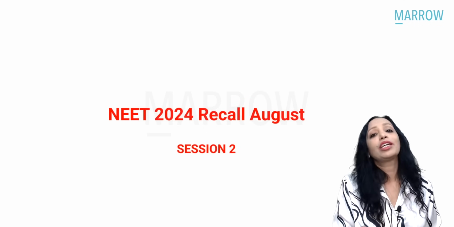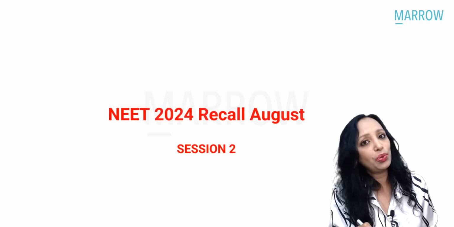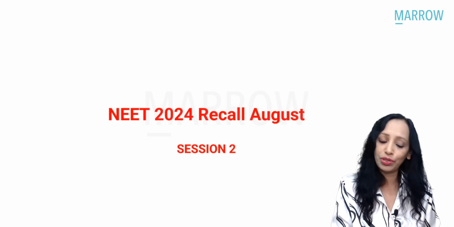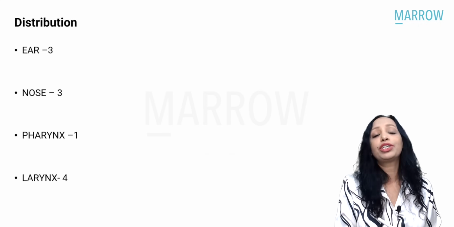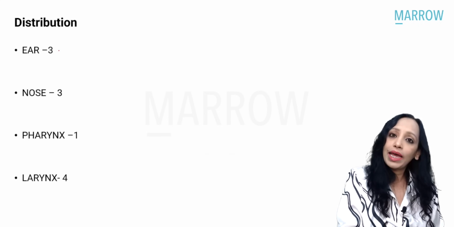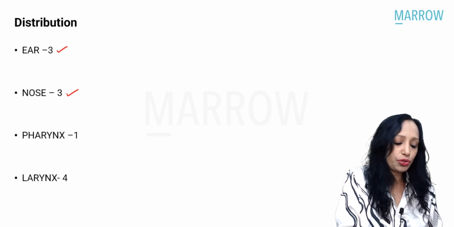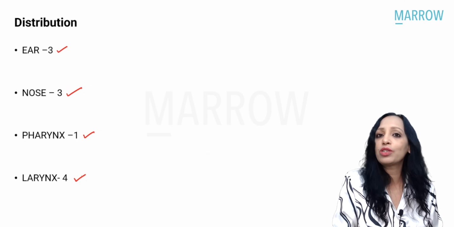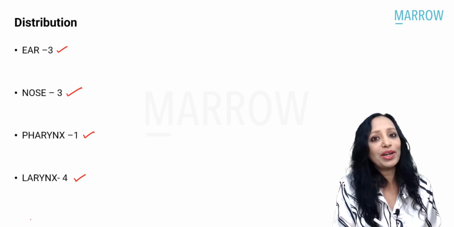So, those were the session 1 questions. Let us now do the questions of session 2. In session 2, the distribution was, from the ear, we had 3 questions, nose 3, pharynx 1, and from the larynx, we had 4 questions. Let us see what these questions were.